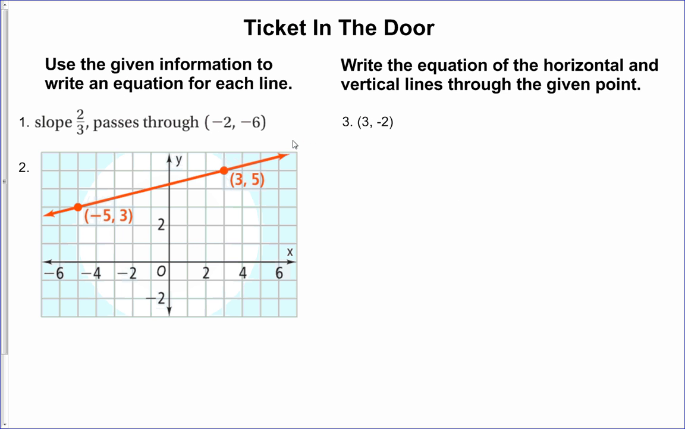So here's your ticket in the door. It's 3 questions. For 1 and 2, I want you to use the given information to write the equation for each line. Number 1 has a slope of 2/3 and passes through point (-2, -6). For number 2, I want you to write the equation of this line on this graph. And for number 3, I want you to write the equation of the horizontal and vertical lines through the given point (3, -2).